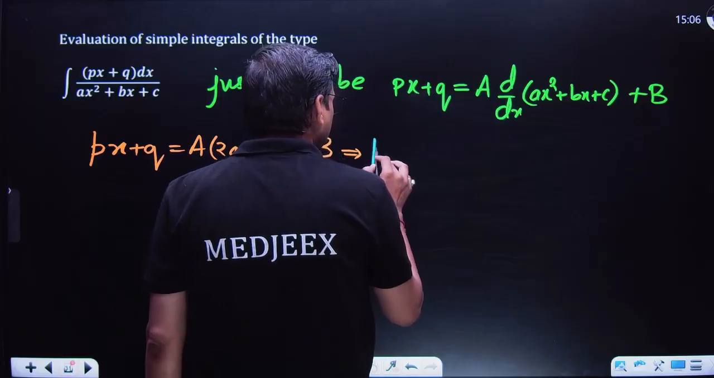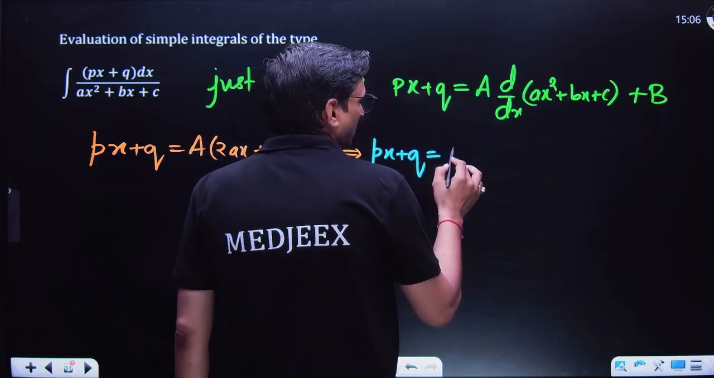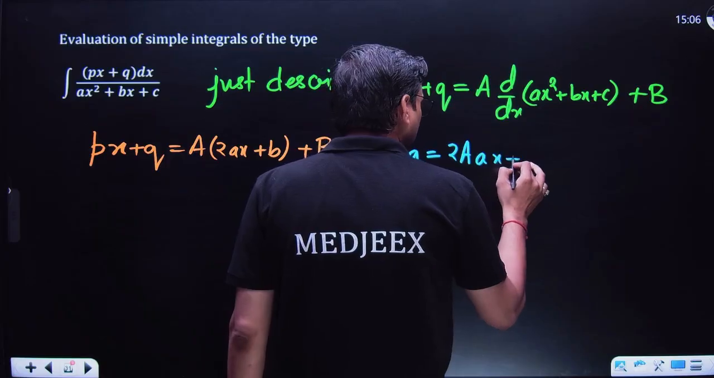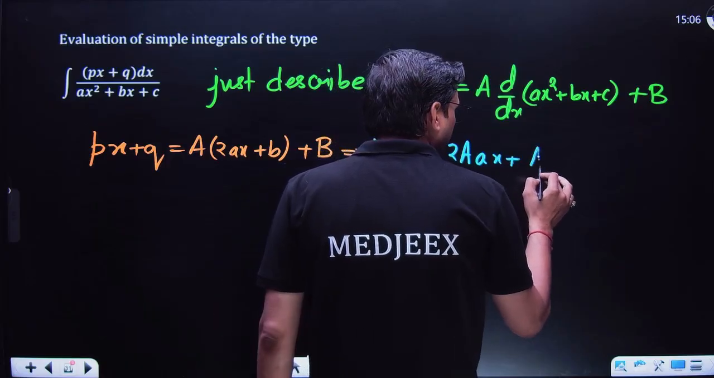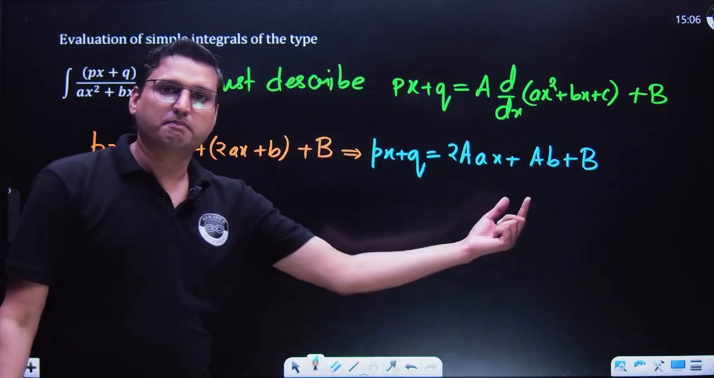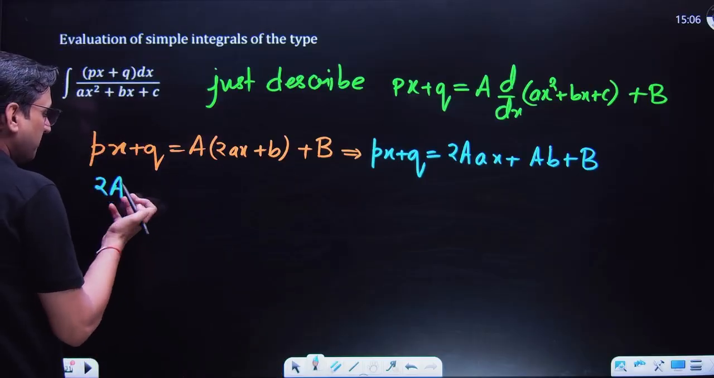Then it will be written as px plus q is equal to 2 times capital A small a x plus capital A small b plus capital B. Now simple comparison will be done. 2 times compare coefficients.